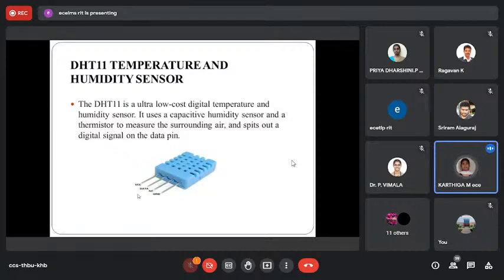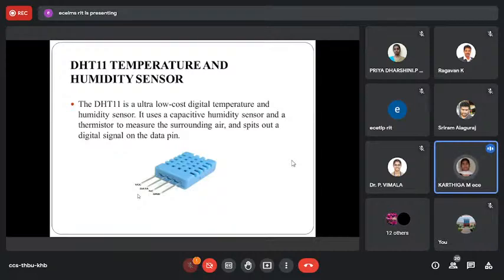DHT11 temperature and humidity sensor. In this particular sensor, we measure the temperature and the humidity. The DHT11 is an ultra low cost digital temperature and humidity sensor. It uses a capacitive humidity sensor and a thermistor to measure the surrounding air and spits out a digital signal on the data pin. It has 4 pins.